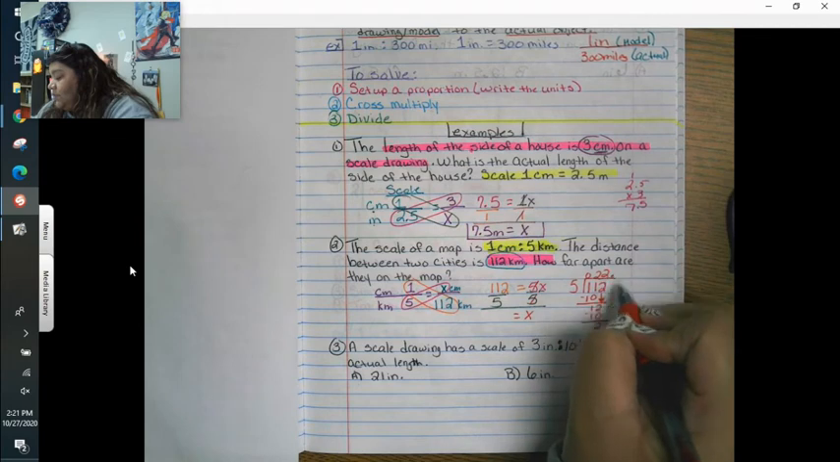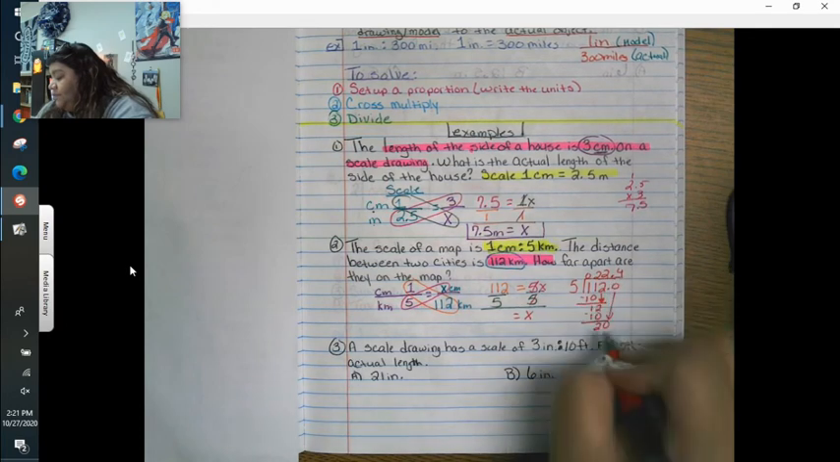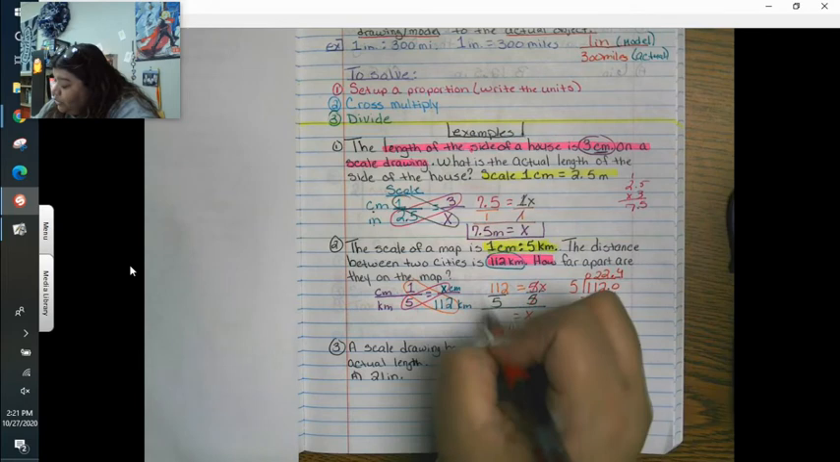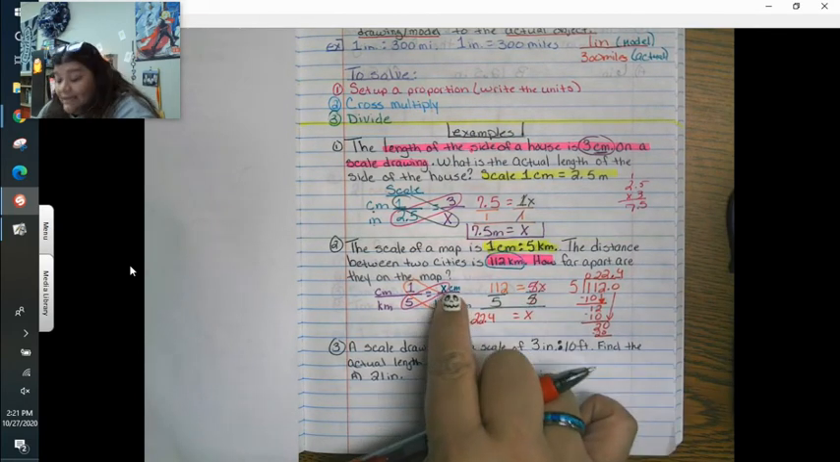I'm going to go ahead and add a decimal and a 0. So I know it is going to terminate here. 5 goes into 20 exactly 4 times. Okay. So x is equal to 22 and 4/10. Don't forget to put the units, centimeters.